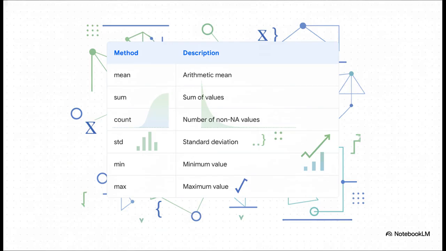You want the average score? You just use mean. You want the highest score? You use max. This table shows some of the most common ones. They're just simple words for some really powerful calculations.